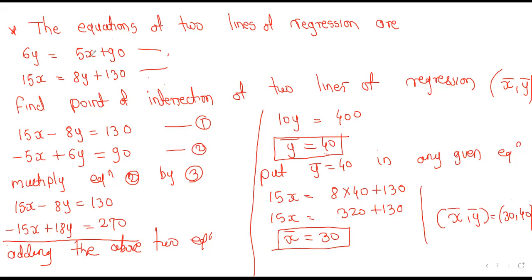Okay, whatever two simultaneous equations are given, after solving them we get some values of x and y, that we are going to denote by x bar and y bar, which are nothing but the point of intersection of lines of regression. Okay, so write down this.